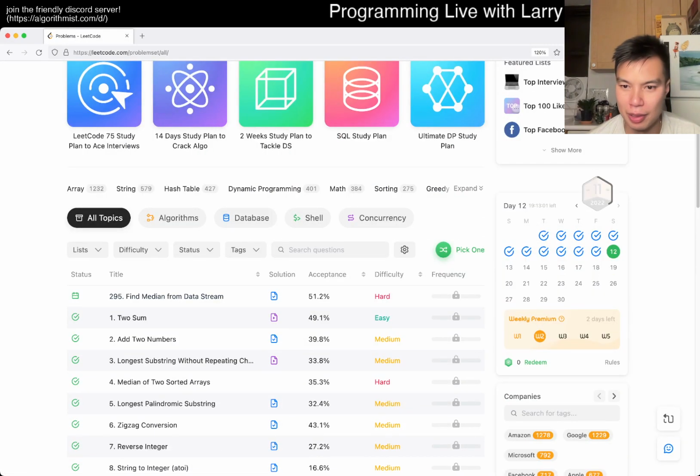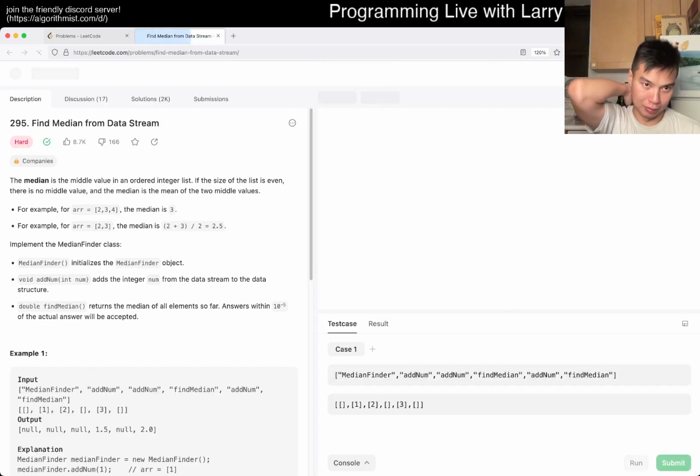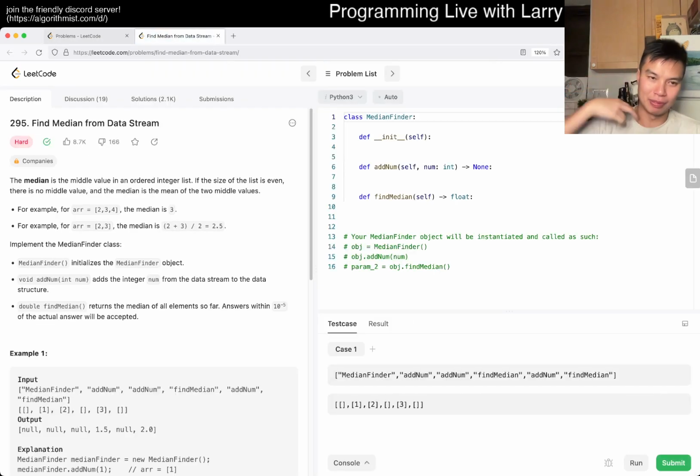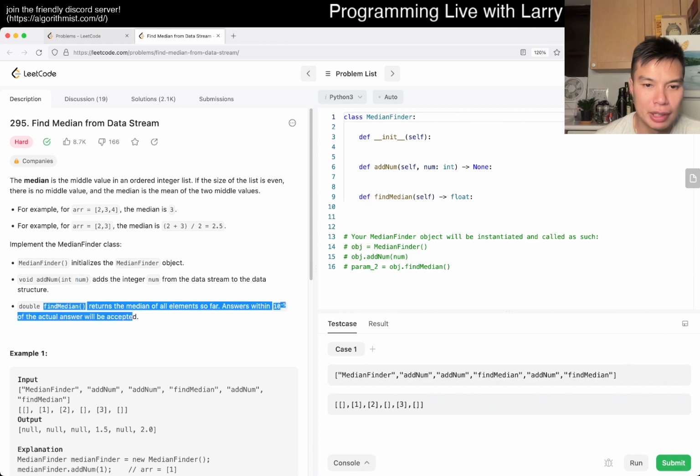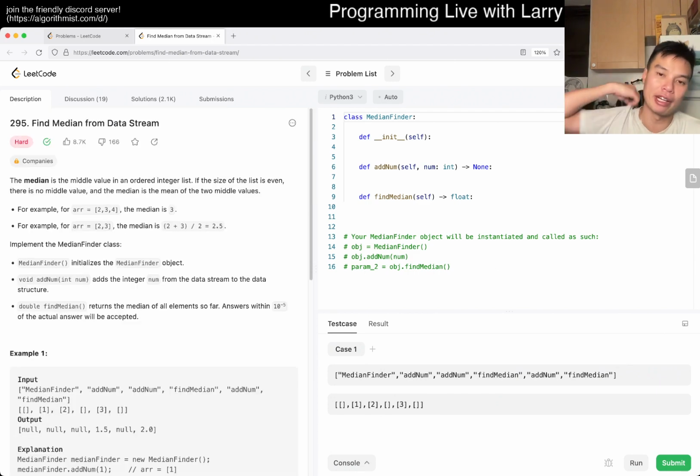What is today's problem? Find median from data stream. This is a hard. I've solved this before. Now that I notice, this is a moving median, it seems like, right? So add number and then find median. So yeah, this is a moving median, and this is a very well-known problem.